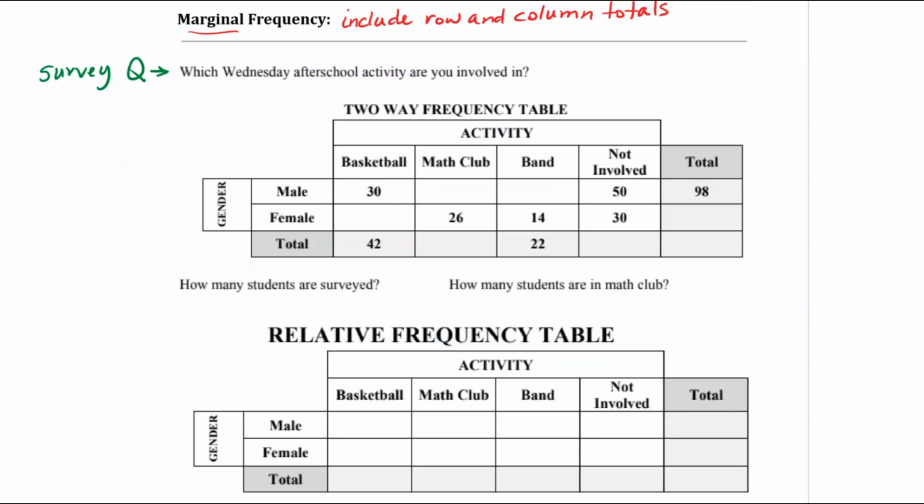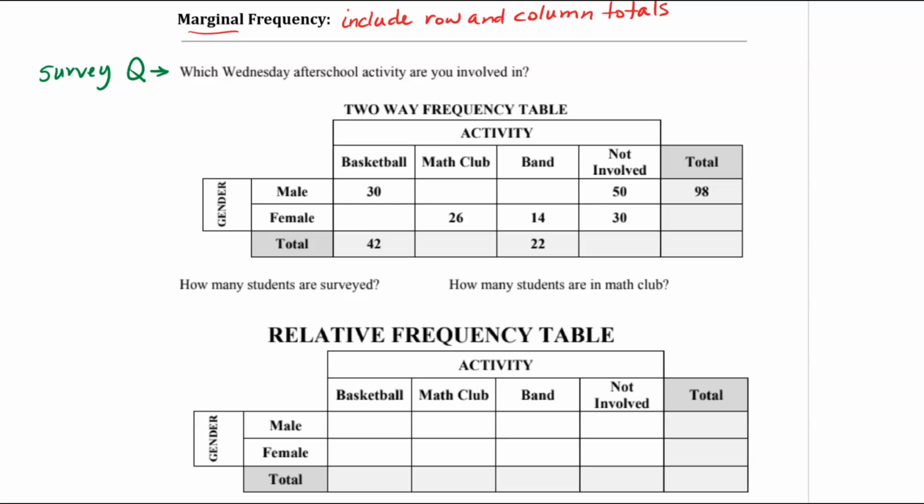In our next example, the survey question is, which Wednesday after-school activity are you involved in? Male and female students were surveyed, and the answers were basketball, math club, band, or they're not involved in any activity on Wednesday. You can see that this is a marginal frequency table because we have a row for the totals and we have a column for the totals. Some of our numbers are provided, but some of them are missing, so we need to use the provided numbers to fill in the numbers that are missing.